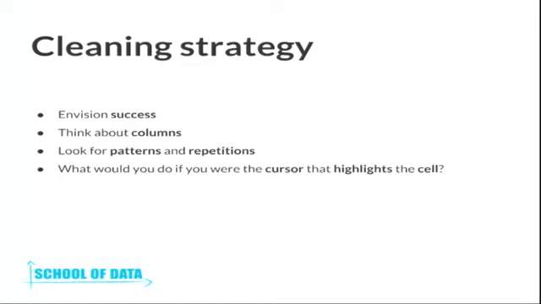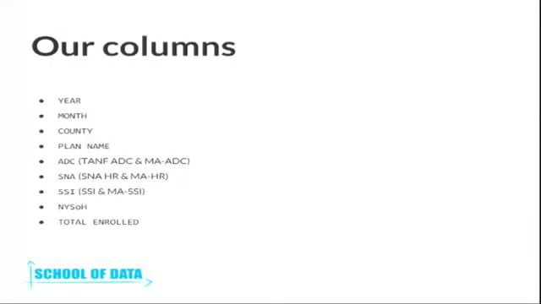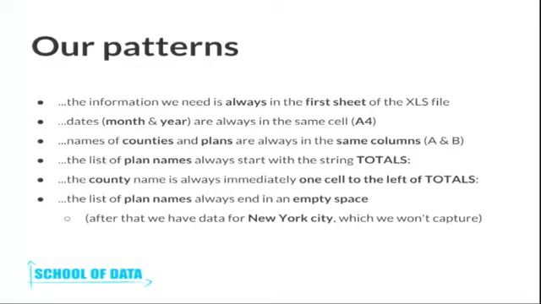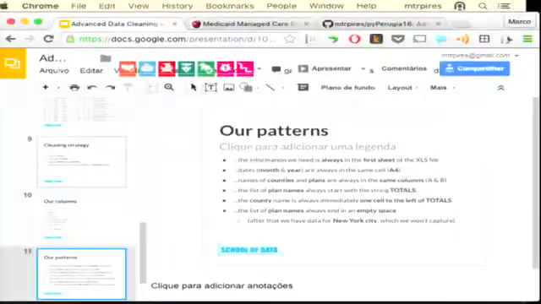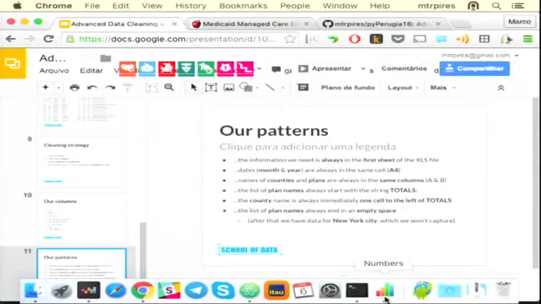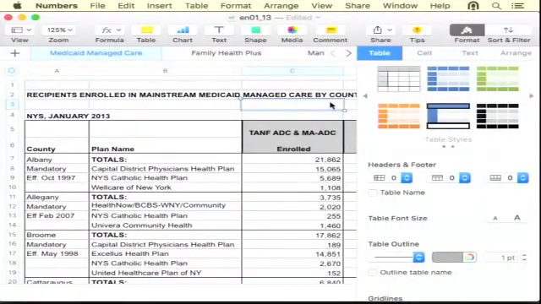And what would you do if you were the cursor that highlights the cell? And I'm going to explain this real quickly. These are our columns: year, month, county, plan name, ADC, SNA, SSI, NI, SOH, and total enrolled. The names of the columns are arbitrary. You select the name of the columns. And you always have to look for patterns. So let me open the file here really quickly and show you what I'm talking about.